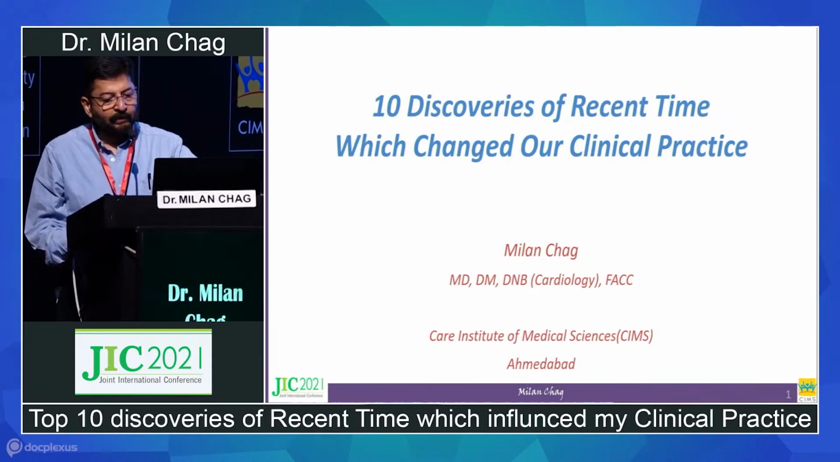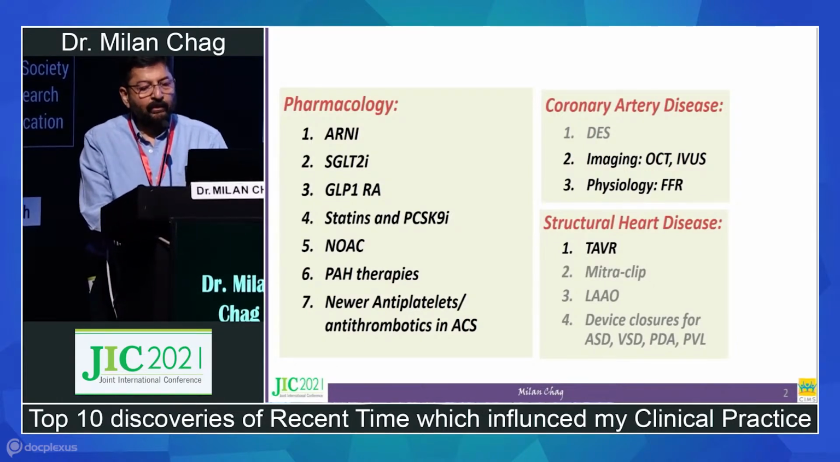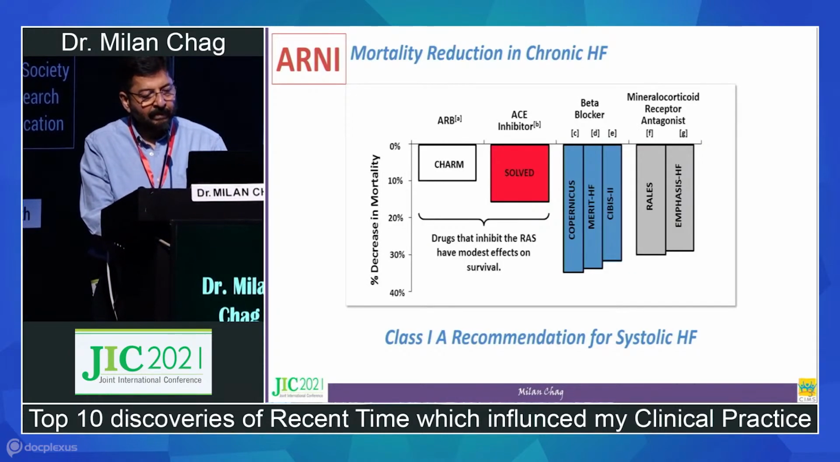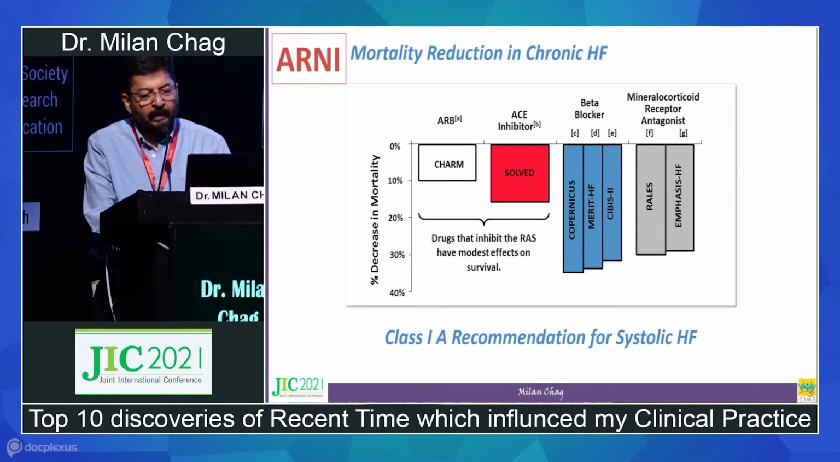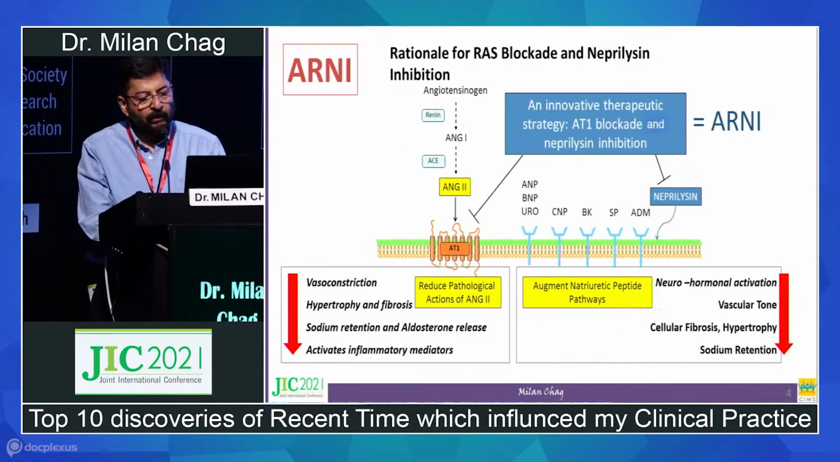So I want to summarize a few clinical discoveries of the last 2-3 decades which have changed our clinical practice. I'll try to discuss some newer drugs and some newer therapeutic strategies in the given time. The discovery of Artery has caused a paradigm shift in the management of chronic heart failure. ACE inhibitors, ARBs, beta blockers and aldosterone antagonists have proven mortality benefit to the tune of 10 to 30%, and they are all class 1 recommendations for chronic heart failure in all guidelines.